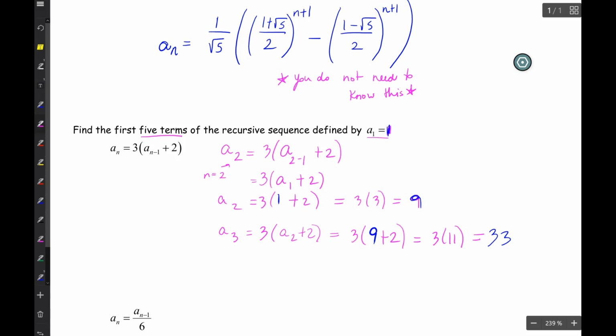Fourth term, I'm looking for 3 times the previous term. What would be the previous term to the fourth term? The third term, plus 2. It's equal to 3 times, what was the value of the third term? 33 plus 2. So I have 3 times 35. Yep, equals 105.